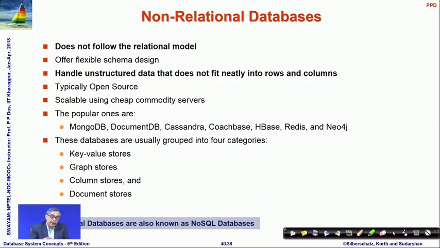Now, again in terms of the non-relational database, all non-relational databases are not of the same type. There have been 4 different styles or strategies to actually realize these non-relational databases. They are called key value store, graph store, column store and document store. They are also known as NoSQL databases.